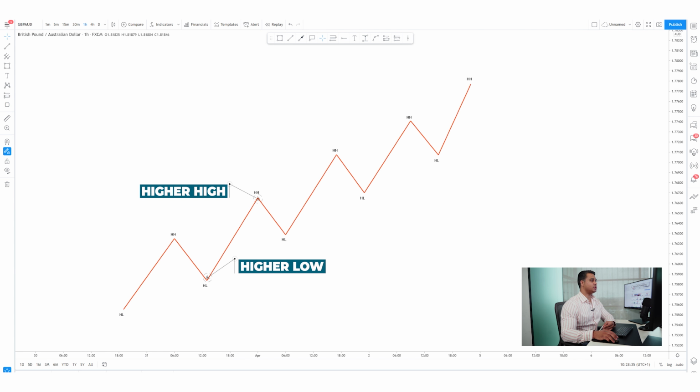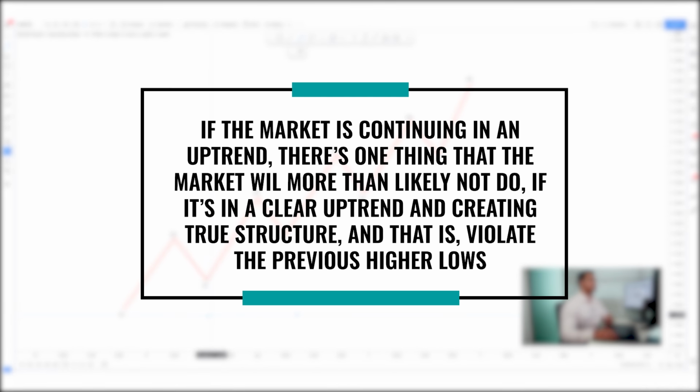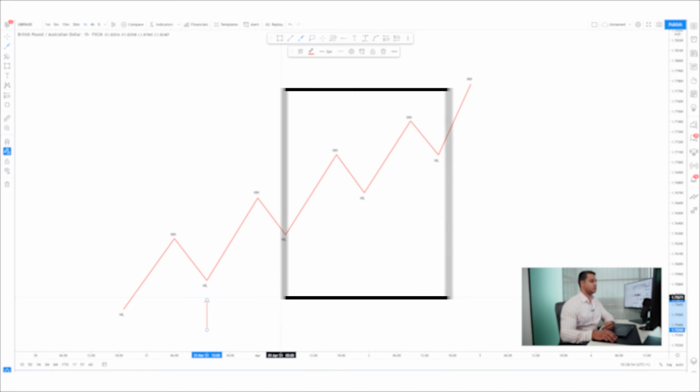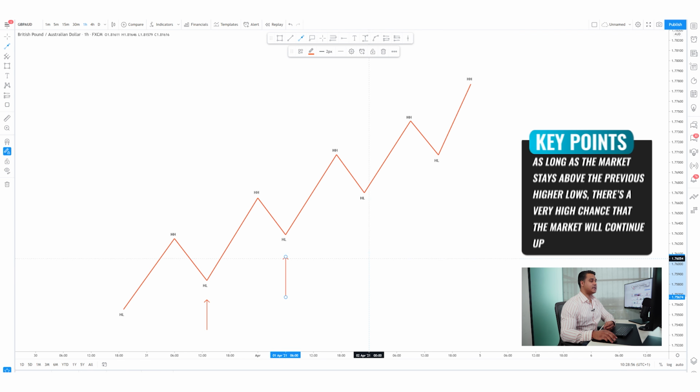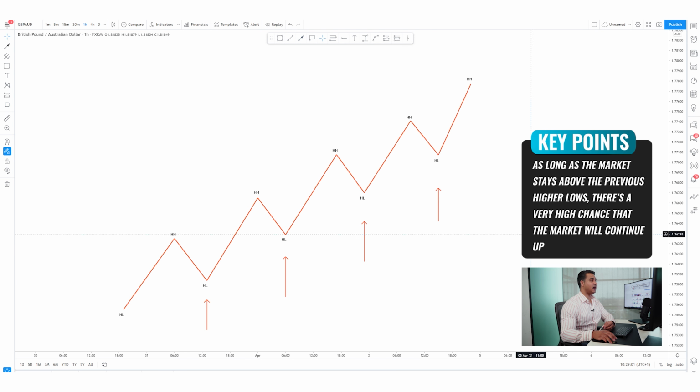Now, the point I want to illustrate here is this. If the market is continuing an uptrend, there's one thing that the market will more than likely not do if it's in a clear uptrend and creating true structure. And that is violate the previous higher lows. As long as the market stays above the previous higher low, then there's a very high chance the market is going to continue up.